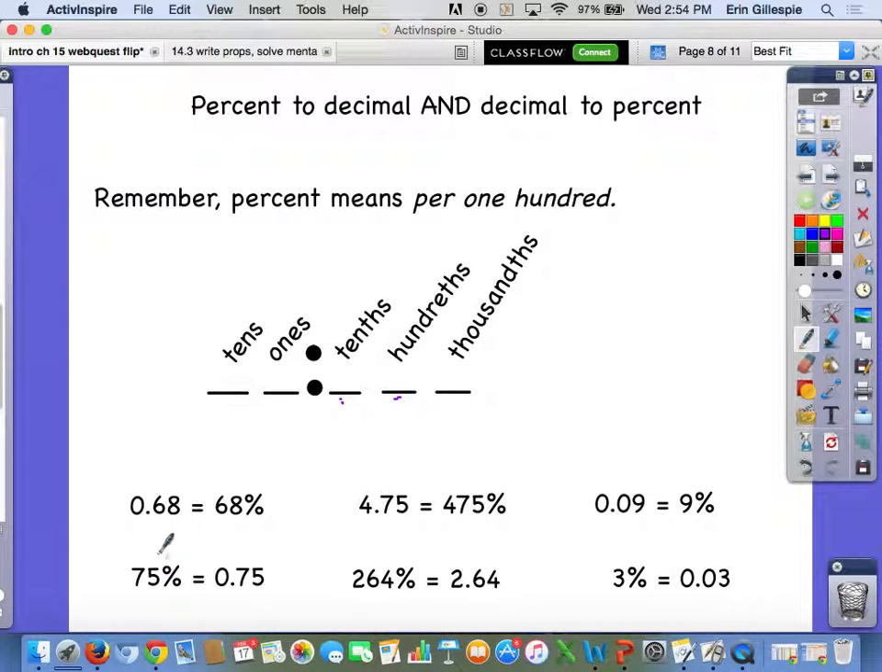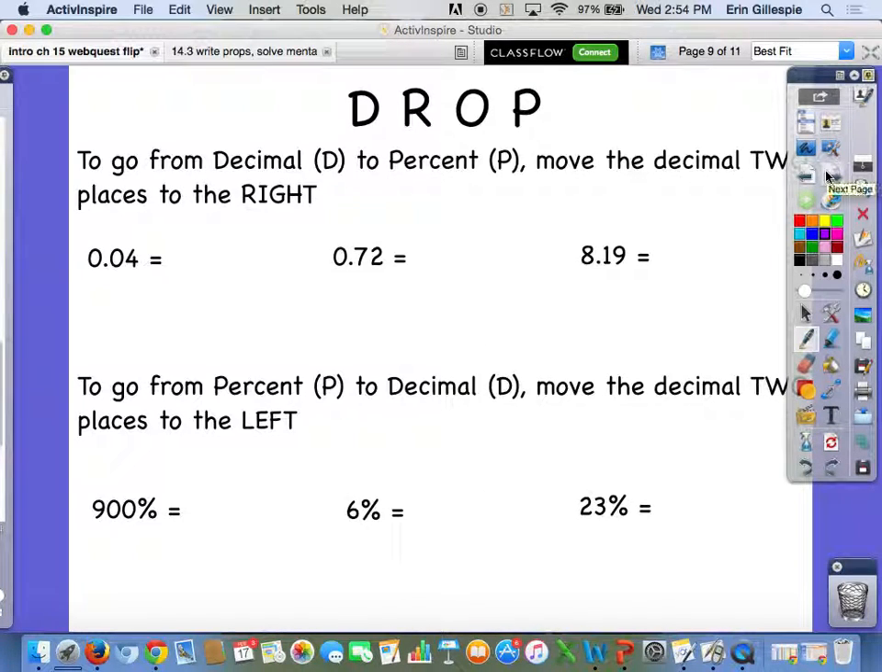Vice versa, when you have percents, 75% means 75 out of 100. So this is 75 out of 100, 75 hundredths. 264% means that 2 should go before the decimal, and then this 64 would be your 64 hundredths. 3% would be 3 hundredths.